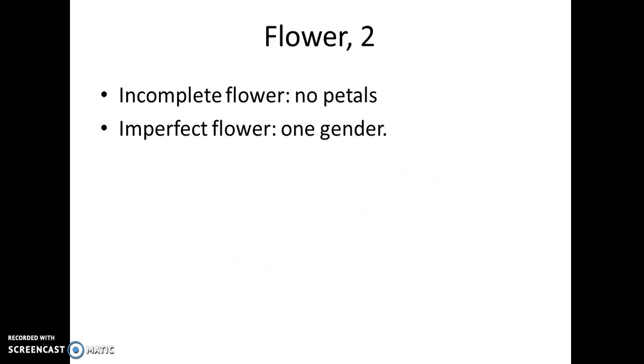So now we have incomplete flowers, which have no petals, and imperfect flowers, which only have one gender. These are more evolutionarily advanced than the ones that have two genders, which would be the perfect flower.